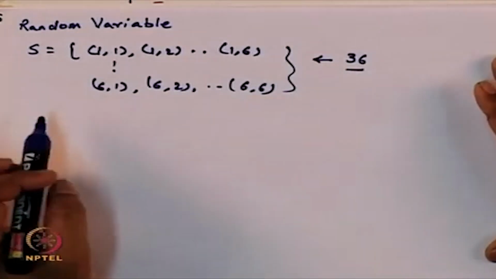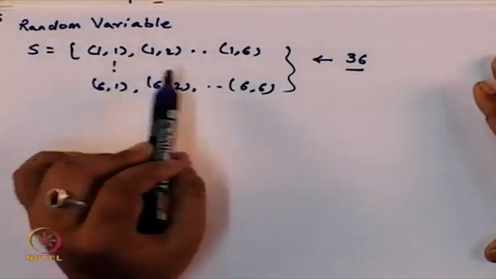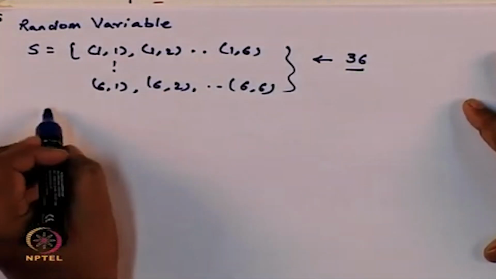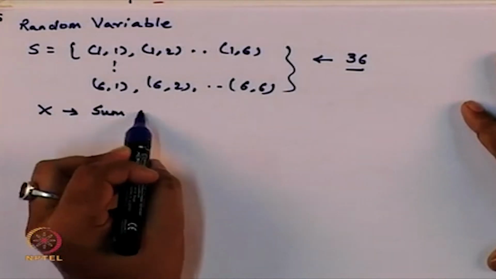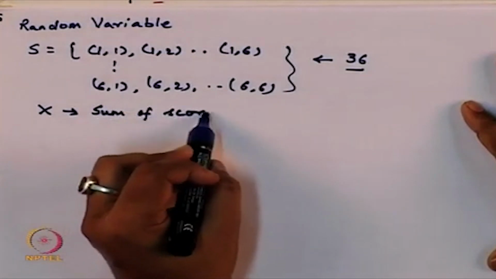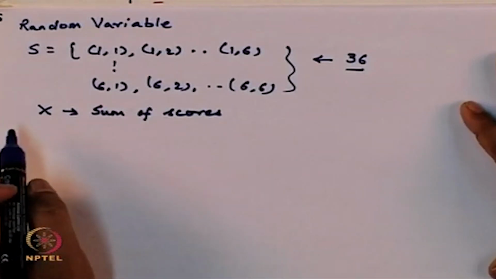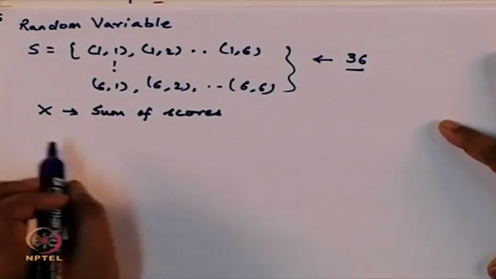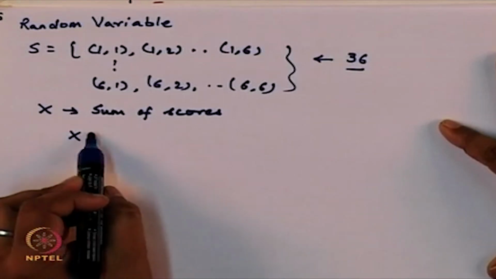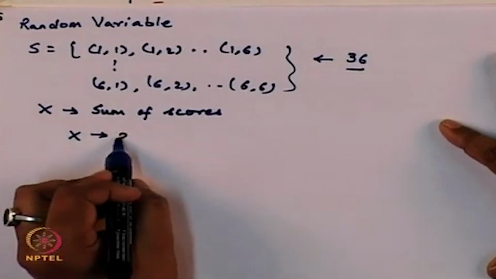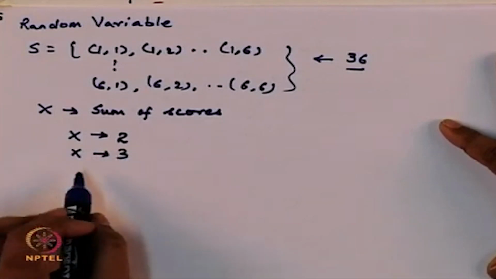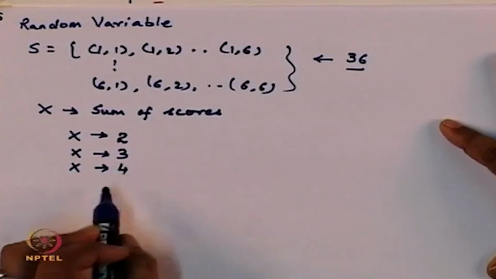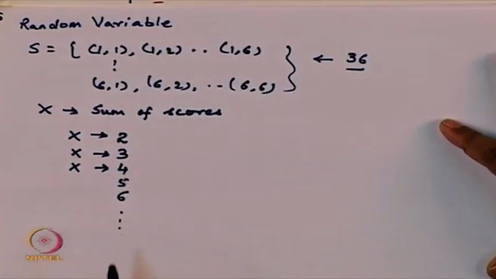But instead of being interested in just this combination alone, let us say I can decide a variable x, which is the sum of scores. If that was possible, then what are the values of x which are possible? X can be equal to, minimum value is 2, I can have 3, 4, 5, 6, up to a maximum value of 12.